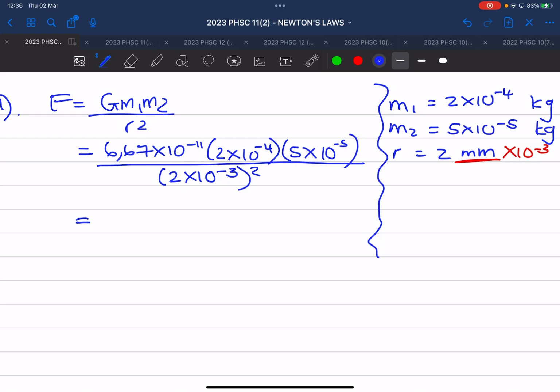One 1.67, times 10. Okay. Now they ask: if the distance is changed to 10 millimeters.